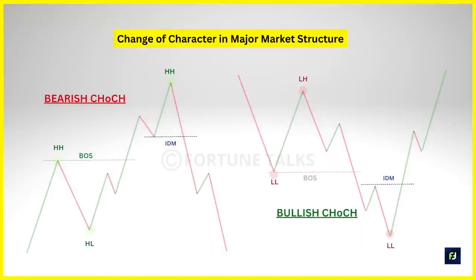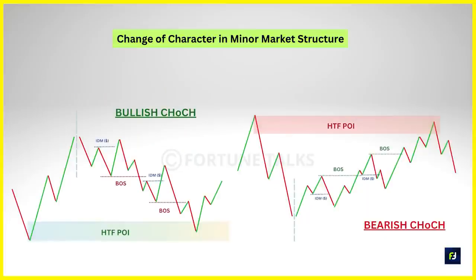So in the market, change of character can happen on two occasions. First of all, as you may already know, a change of character happens on a major market structure when the price breaks and closes below the previous major swing low in case of a bullish market, resulting in a bearish change of character, or we can say there is a change of sentiment from bullish to bearish. It can also occur when price breaks and closes above a previous major lower swing high level, resulting in a bullish change of character.